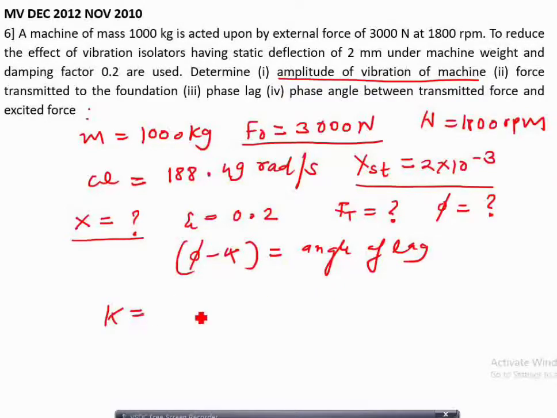Now K is equal to mg upon xst. Now what is this xst? Remember, this xst is nothing but the static deflection, no?